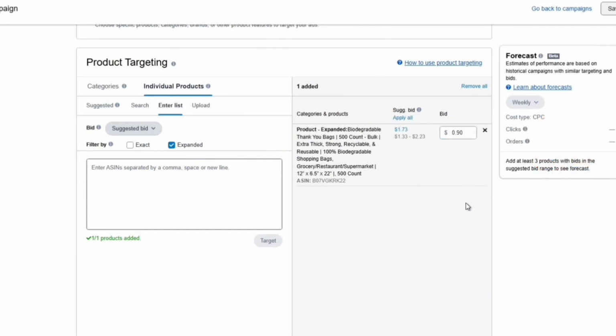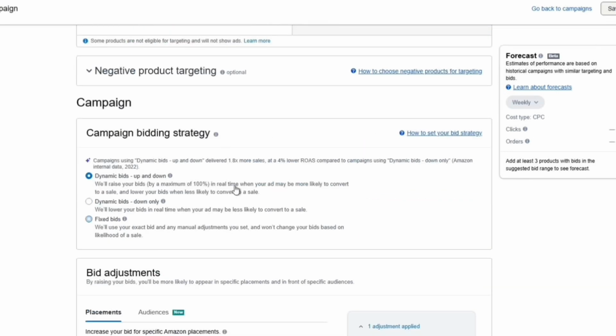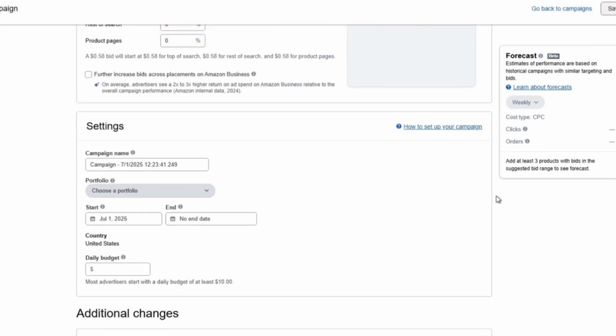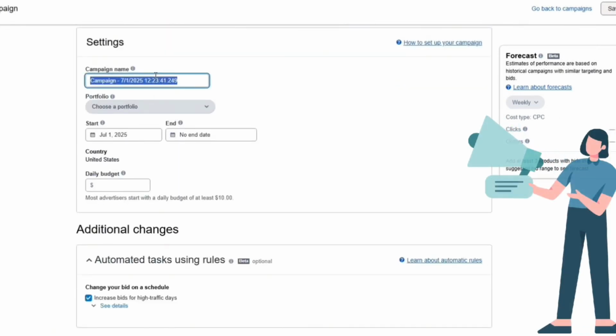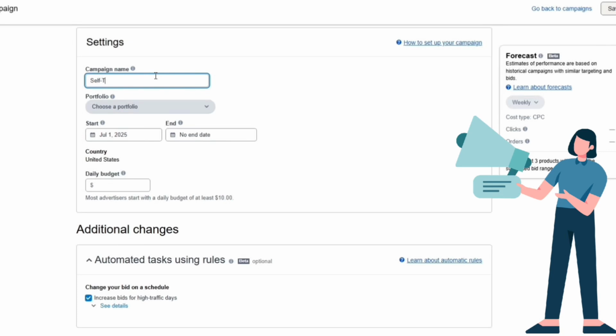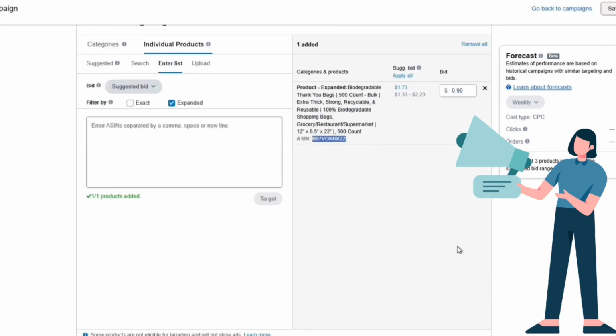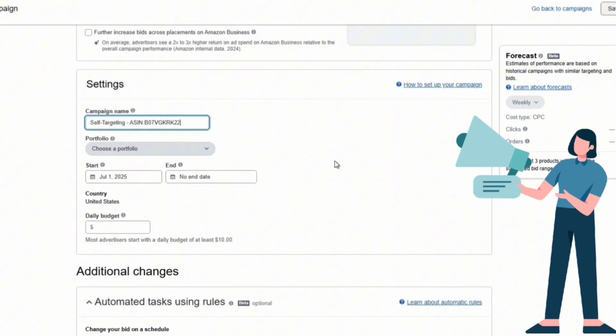And then what you can do is slowly increase the bid if it's not spending. But these campaigns usually do extremely well. Okay. Now you're going to do down only. I don't want you to overspend your money. And then you're going to put, it's a self-targeted campaign. And then you're going to put your ASIN that you're retargeting. And that way you have that.